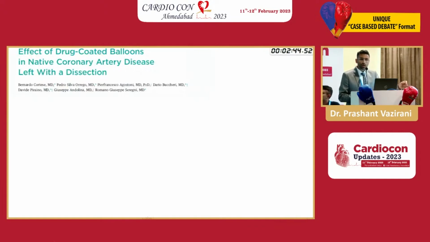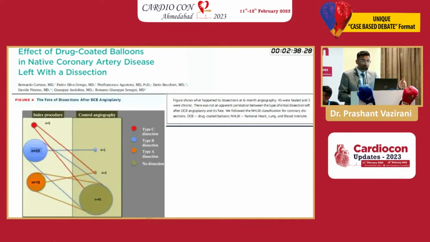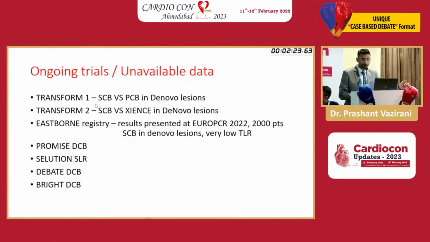Now what if you have used a DCB in your patient and you have a dissection? What will you do? This is a study which showed what happened to the patients who were left with dissections. At 6 months angiography, 45 of those dissections were healed and only 3 of them were chronic, and they included all the type A, B and C dissections. So we should not be afraid of the dissection.